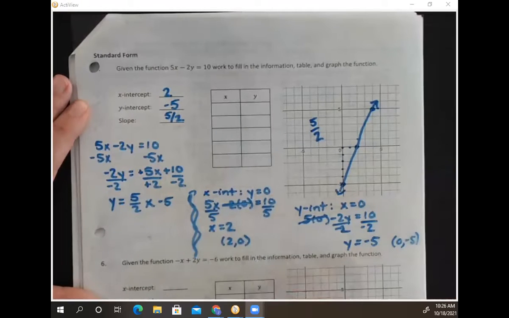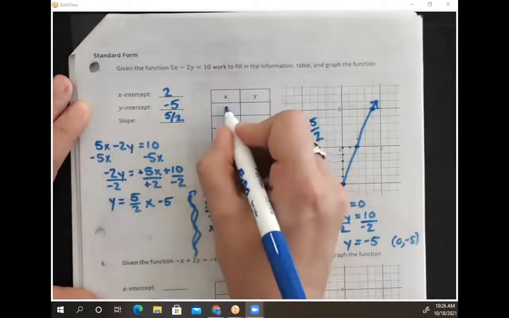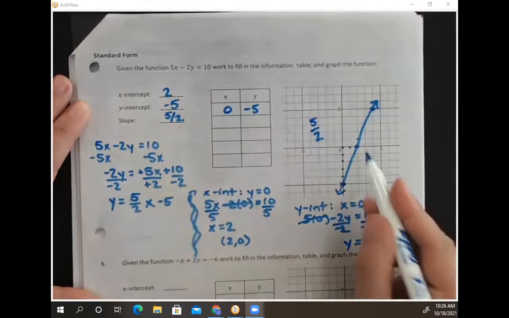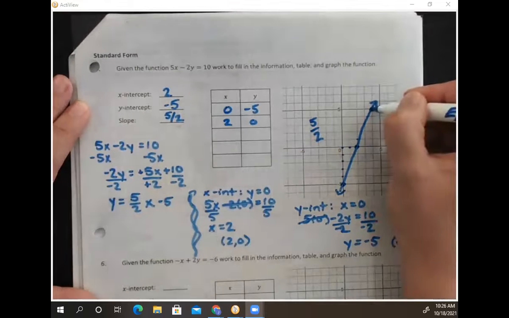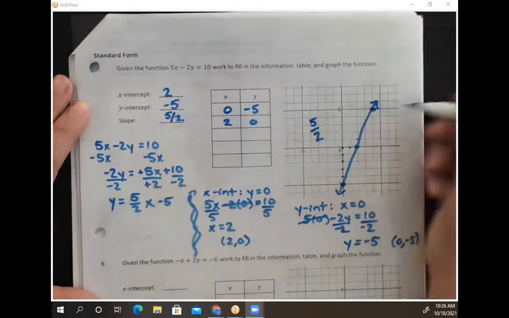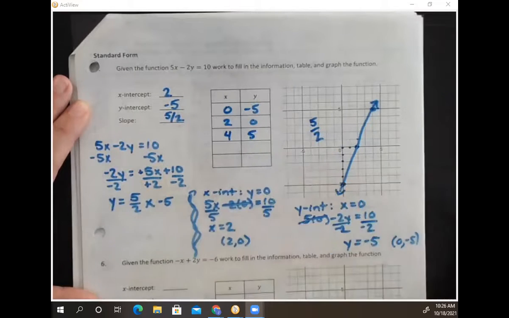Now I'm going to go ahead and throw the points I know into my table. So I know the point 0 comma negative 5. I know the point 2 comma 0. I know the point that's 4 comma 5. And then I need 2 more points here.